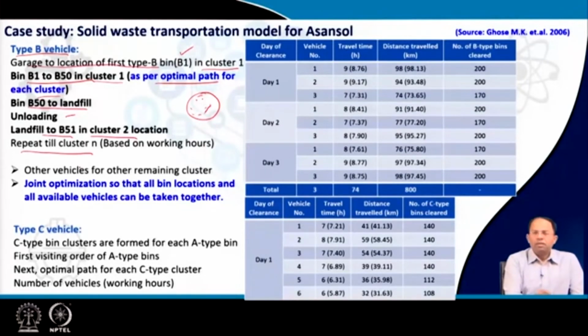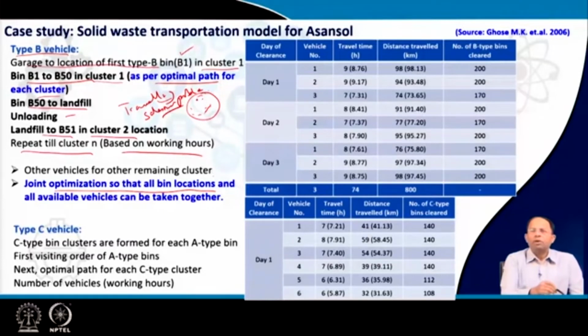So we will keep on adding clusters based on the working hours. Other vehicles take the other remaining clusters, and of course one vehicle cannot complete all the clusters, because the total number of this kind of bins is quite a lot. So we have to add other vehicles as well. What we have discussed till now is finding the optimal path for moving inside a cluster. This is where we use something called the traveling salesman problem. I will discuss that in detail.